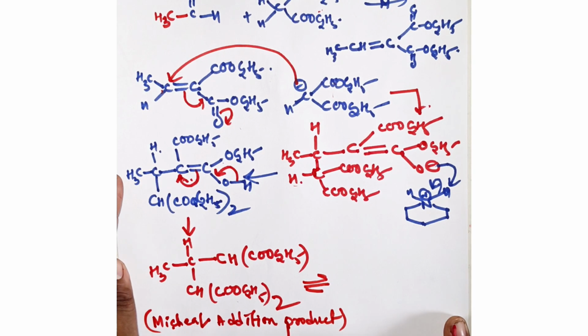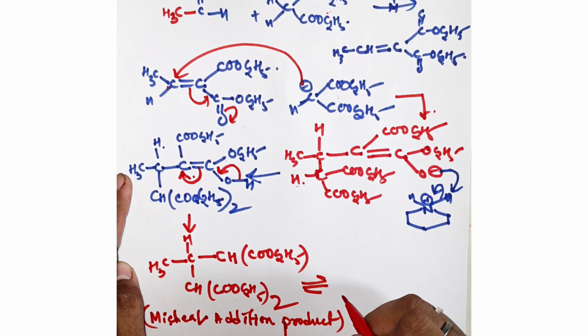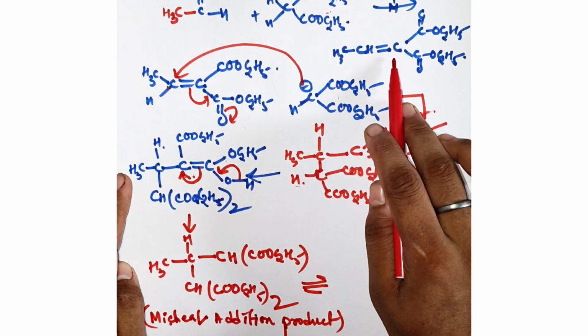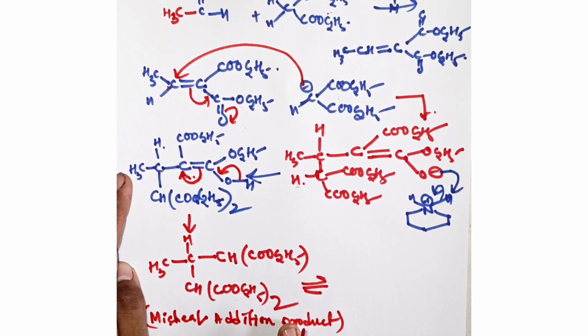So what we can say is, if we use an excess of active methylene compounds, then it will undergo a Michael addition reaction. Initially, unsaturated compounds will be formed, and then with the excess methylene compounds we are going to get the Michael product as the reaction product.